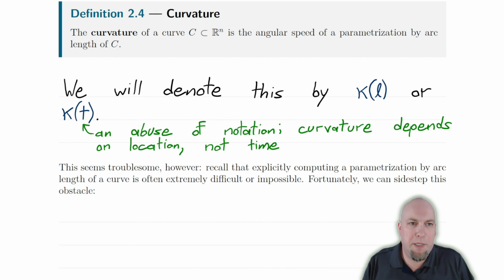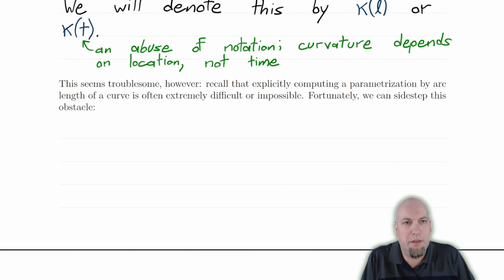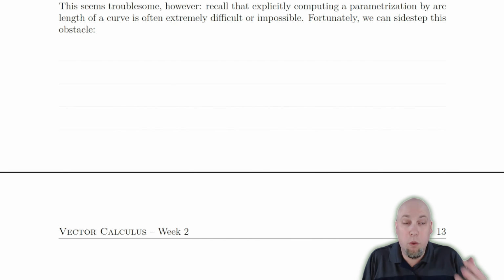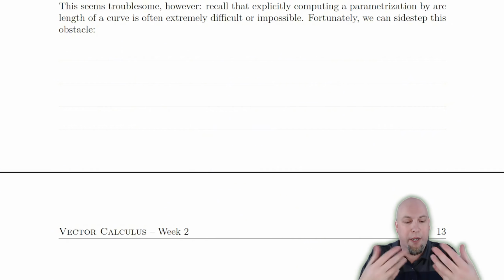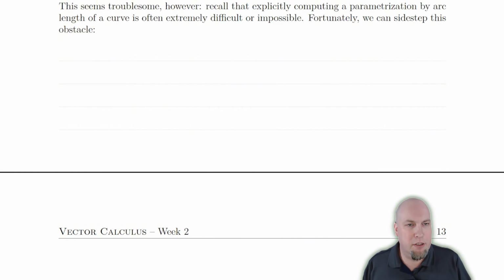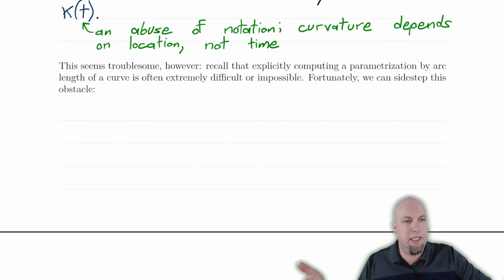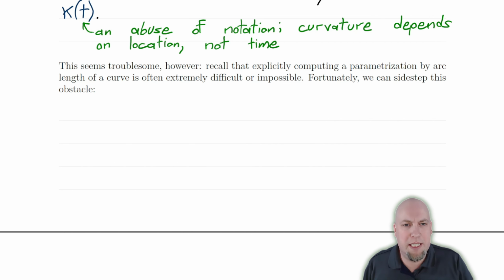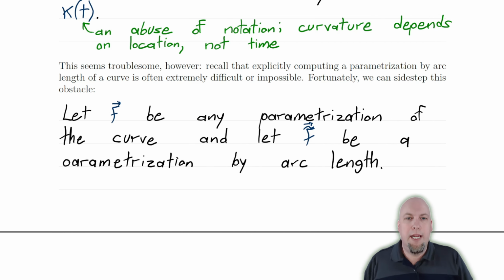Except there's a bit of a problem there, and that is, remember, computing parameterizations by arc length really, really, really sucks. We don't have a systematic way that actually works in practice. We showed that theoretically every curve has a parameterization by arc length, but how do you actually compute it? Well, you've got to do this horrific, ugly integral, and then you've got to invert the function. These are things that you can't actually do explicitly most of the time. So we're going to try to sidestep this issue. We're going to try to come up with a way of computing curvature that avoids the parameterization by arc length.